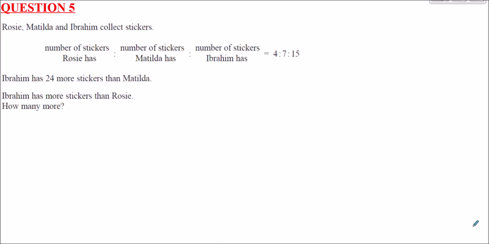Question 5 is a ratio question. For these, I'd almost always suggest to just do a table of values, but I'll come to that in just a moment. We're talking about stickers. So Rosie, Matilda and Ibrahim have some stickers in the ratio 4 to 7 to 15, respectively. Ibrahim, it says, has 24 more stickers than Matilda. So let's run with this idea first, and as I said, let's just make a table of values.